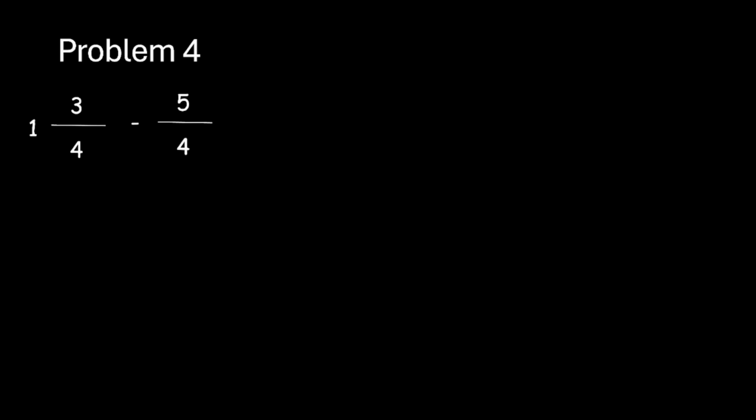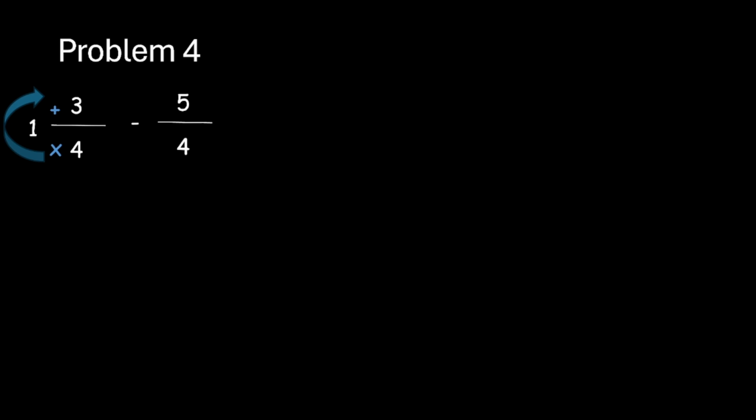For problem number 4, we have 1 3/4 minus 5/4. You can see that the first fraction is a mixed number. So what you can do is make this mixed number into an improper fraction so that we can subtract the numerators together. How this works is what I think of as the magic C. What you do is multiply the 4 with the 1, the whole number, because that represents how many times that 4 can go into that number one whole time. And then what that 3 means is the remainder.